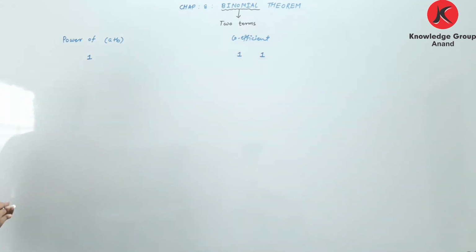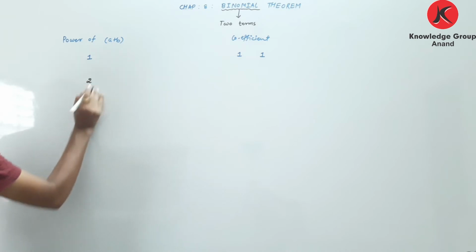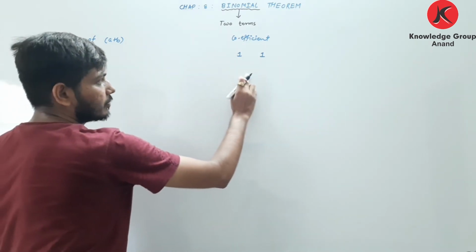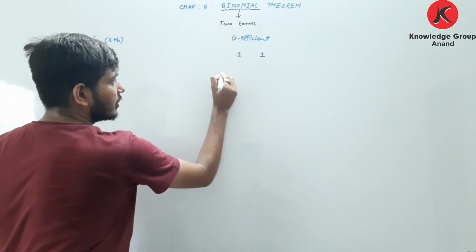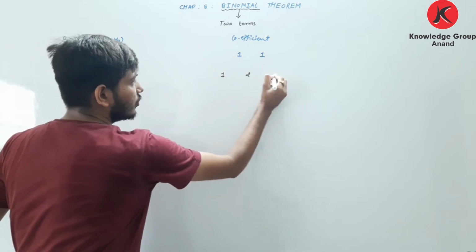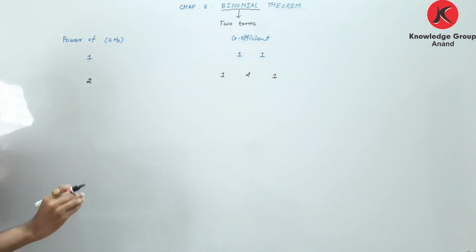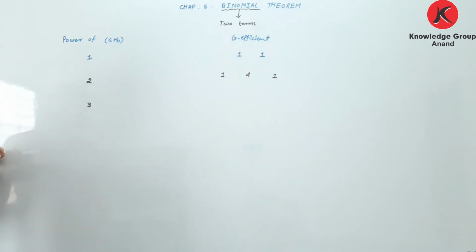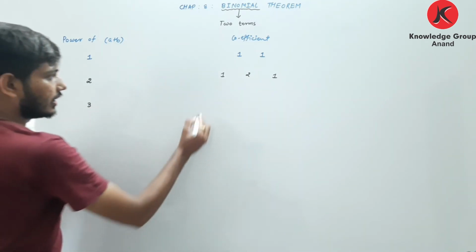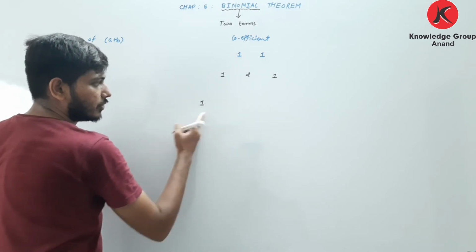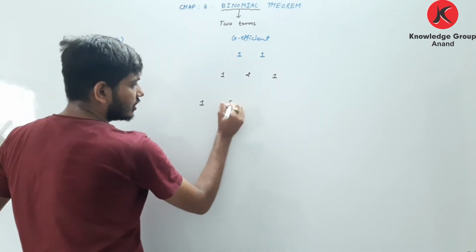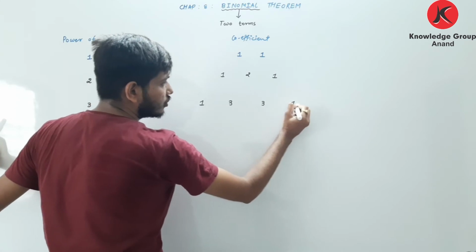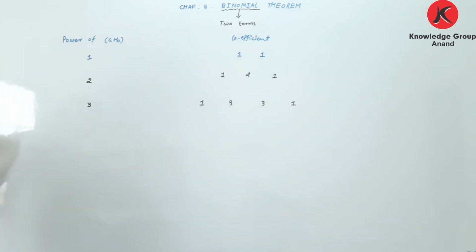If the power of a plus b is 2, the expansion is a square plus 2ab plus b square, so the coefficients are 1 2 1. I am writing only the coefficients in sequence. If the power is 3, then the coefficients are 1 3 3 1.